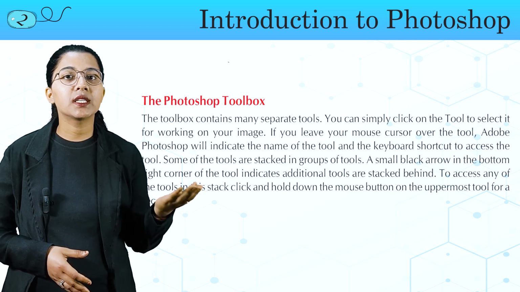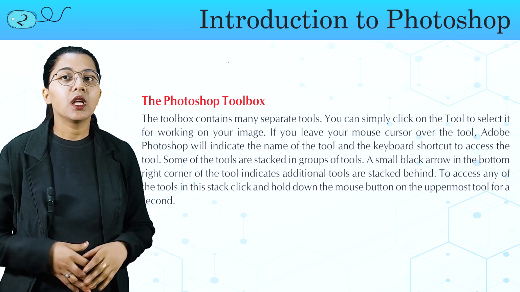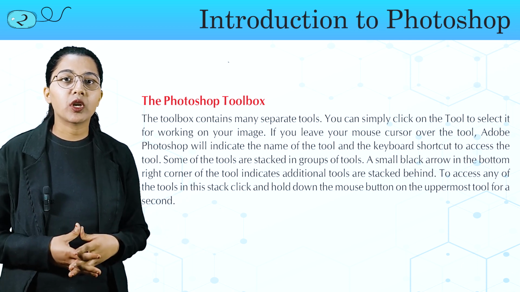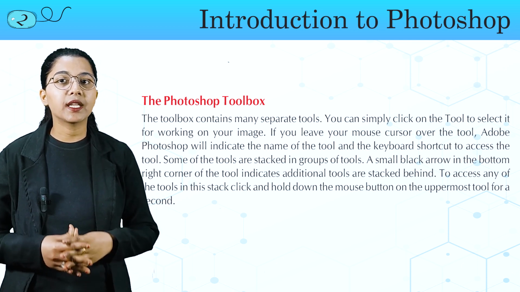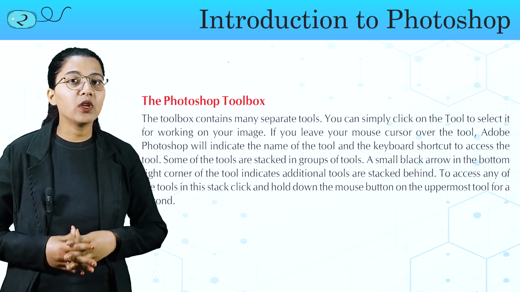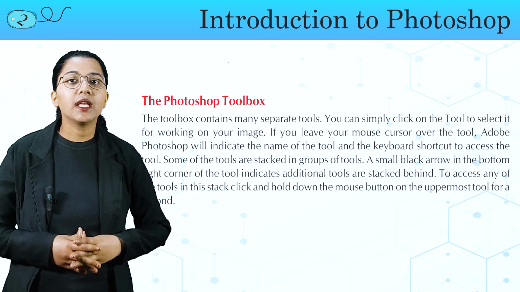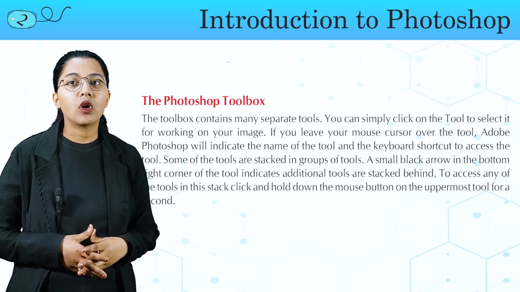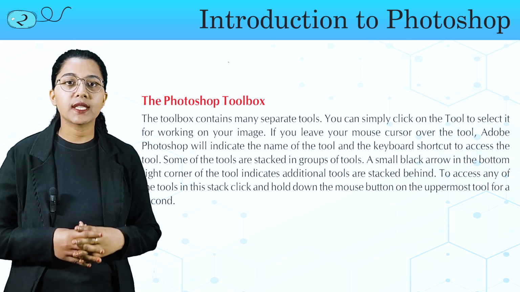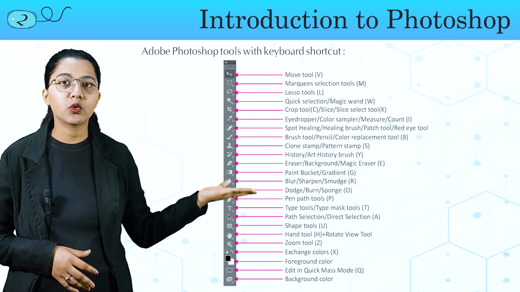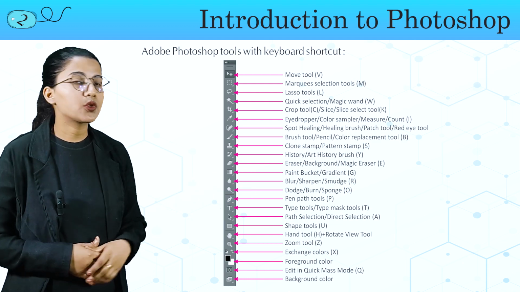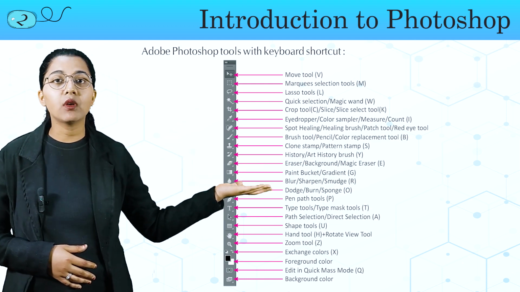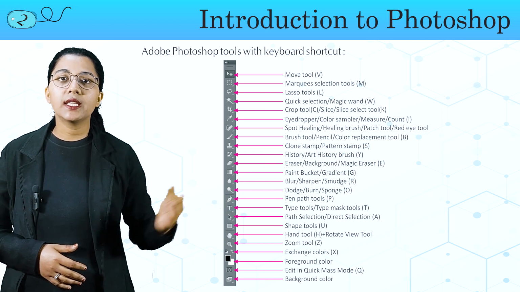Some of the tools are stacked in a group of tools. A small black arrow in the bottom right corner of the tool indicates additional tools are stacked behind. To access any of the tools in the stack, click and hold down the mouse button on the uppermost tool for a second. Here you can see Adobe Photoshop tools with keyboard shortcuts. So students, you have to go through it and read all the shortcuts and keys.